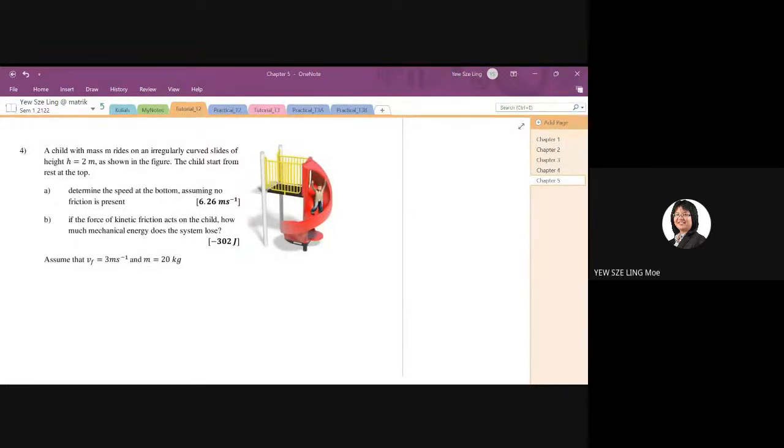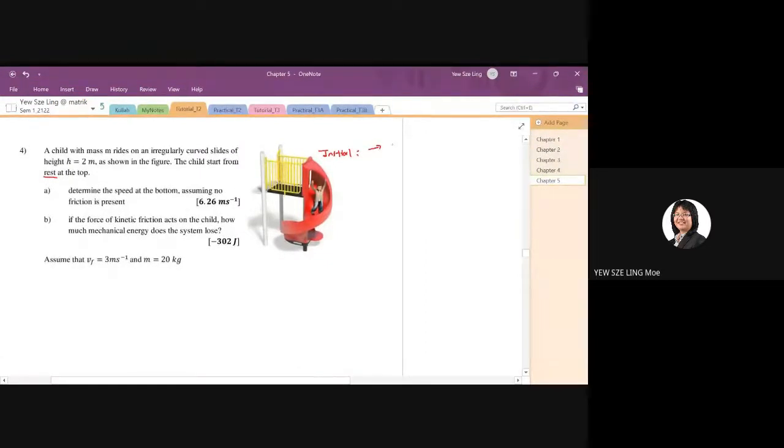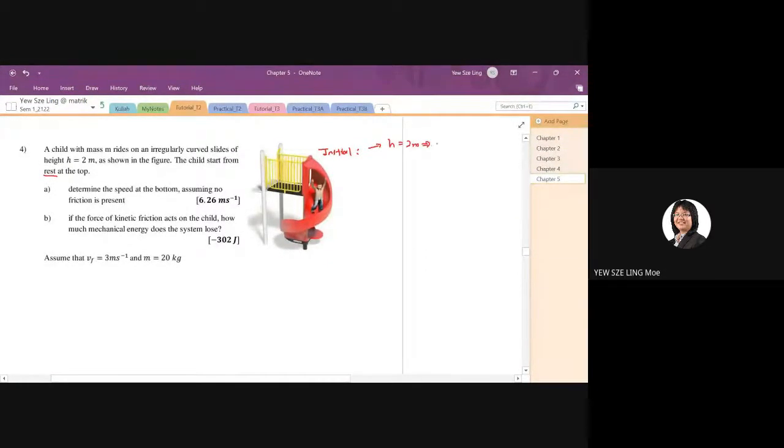Last questions. A child with a mass of m rides on an irregular curved slide of a height h equals to 2 meters, as shown in the figure. It starts from rest at the top. So at initial position, the information that we have, once again, h equals to 2 meters, which tells us U g initial is a non-zero value. But then our initial velocity is equal to 0. Therefore, K initial is equal to 0. So determine the speed at the bottom, assuming no friction.